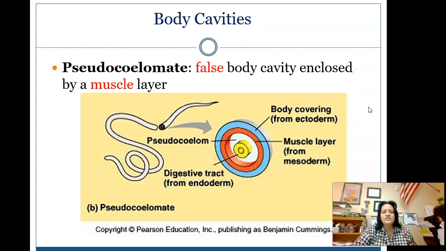Then we have what's called a pseudocoelomate. Pseudo means false. So a false body cavity enclosed in a muscle layer. So there's a little bit more there and it makes it seem like it could be a true layer, but it's really not, okay? So you still have the digestive tract from the endoderm, and then a pretend kind of coelom with a thin muscle layer to help protect a little bit, and then the body covering, okay?